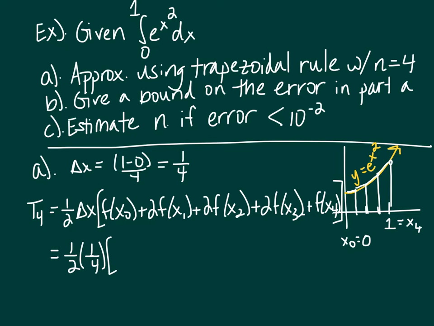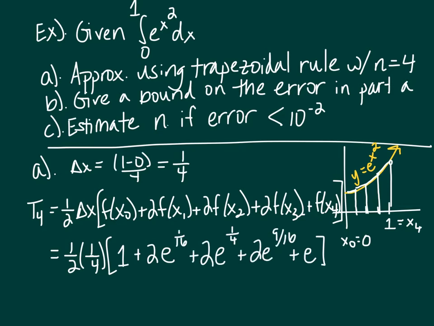So if I evaluate the function when x is 0, I'm just going to get 1, and then if I do 2 times the function at 1/4, I'm going to be getting 2 times e to the 1/4 squared, which is 1/16, and you'll keep doing this until you finally look at the value of the function just when x is 1, which is just going to be e. And then if we plugged all these into a calculator, we're going to get this is approximately 1.49068. So that's our best approximation for this definite integral. Now we're going to give a bound on this error.